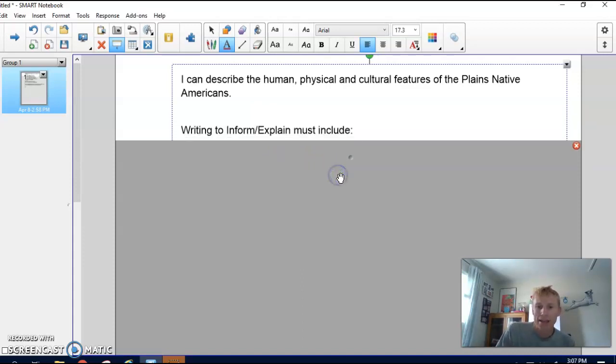Writing to inform and explain must include, we've done this throughout the entire year with our researching of Denver, how to be successful third graders. So I want you to think for a second, what does our paragraph have to include? I'm going to give you a second. I want you to just say them out loud, everything you remember. Go.